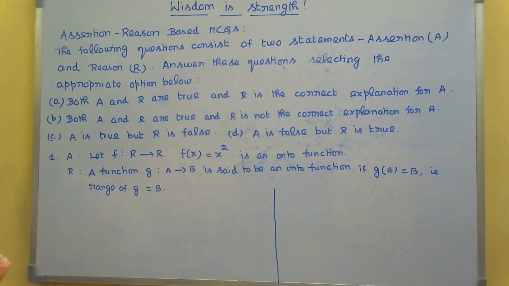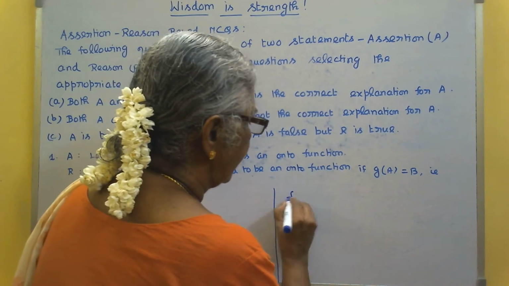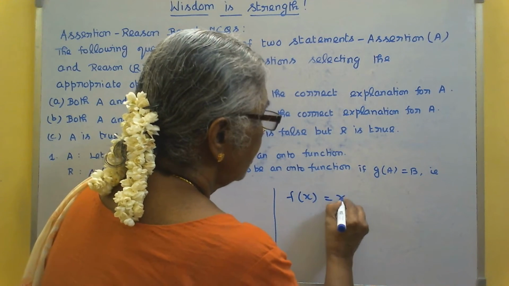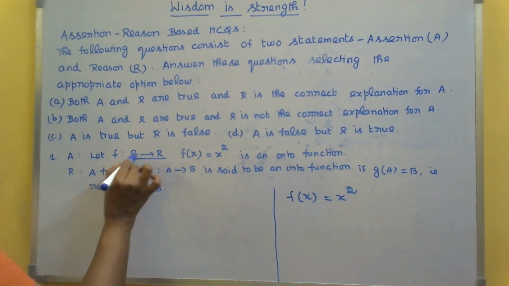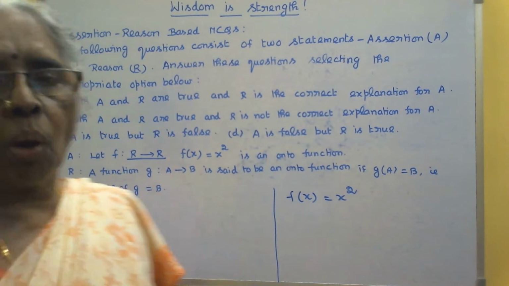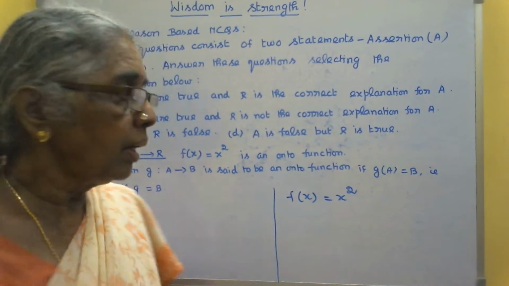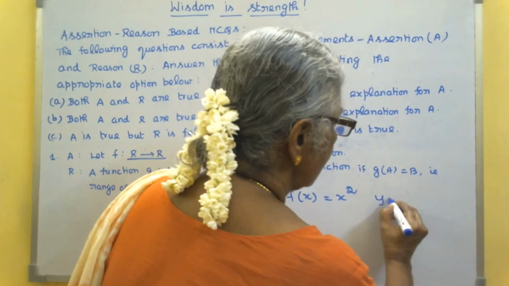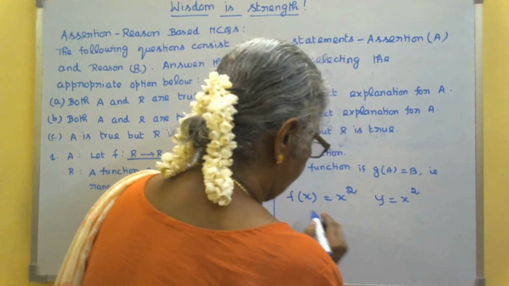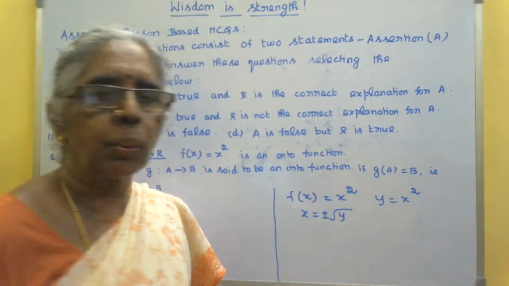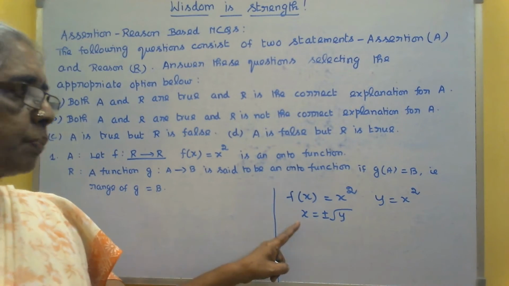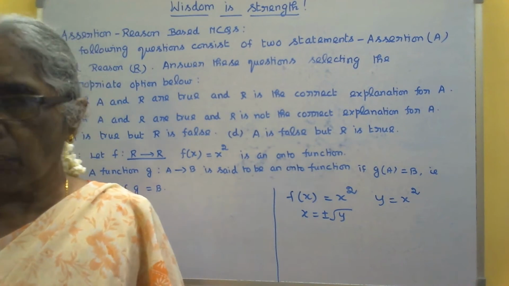F of x is equal to x squared, it is given, right? The set is also very important. Here both the domain as well as the codomain is R, that is, real numbers. Now f of x means y is equal to x squared. So my x will be plus or minus root y. This is the relation, that is, I am expressing my x in terms of y now.